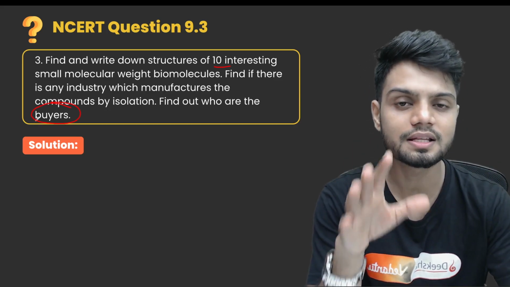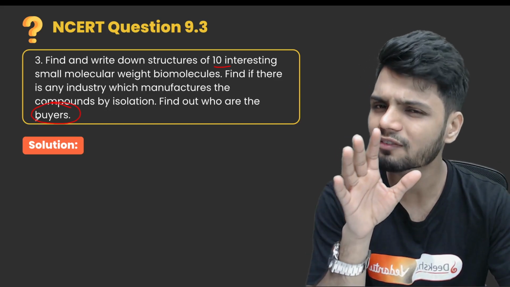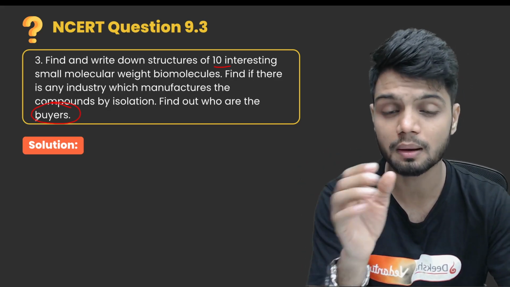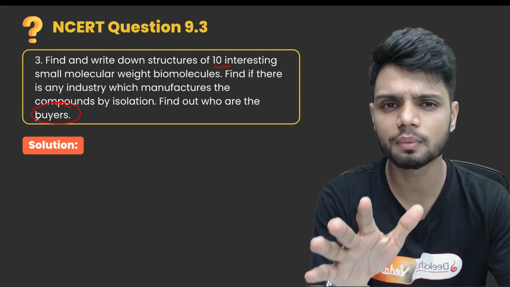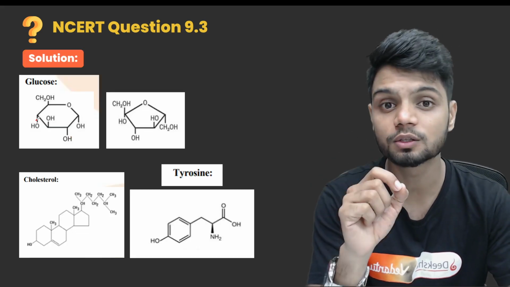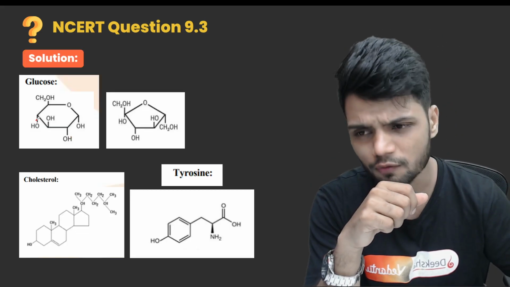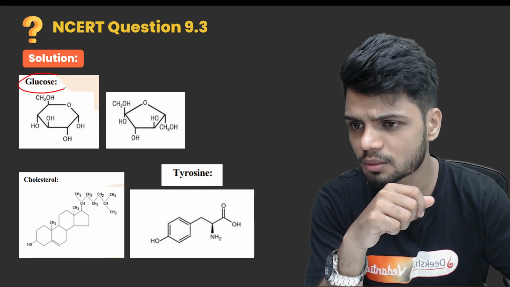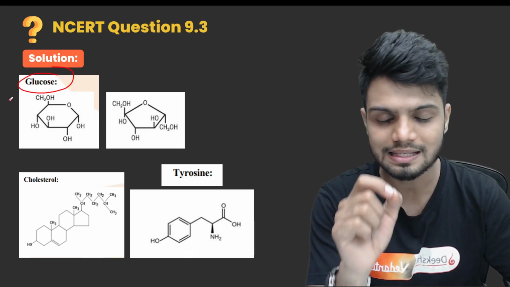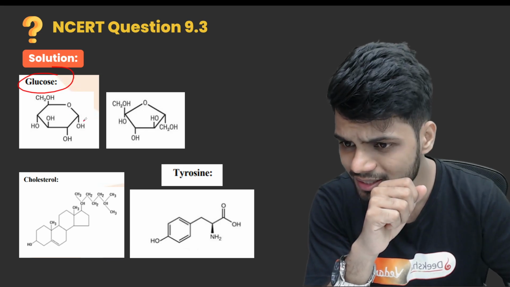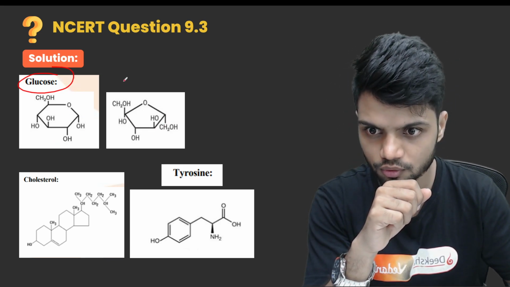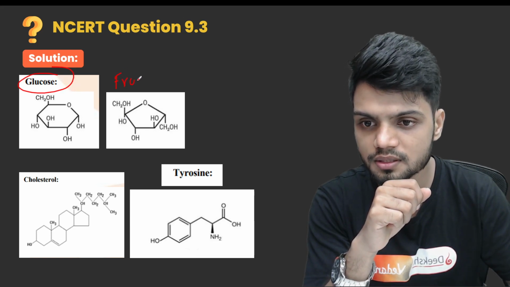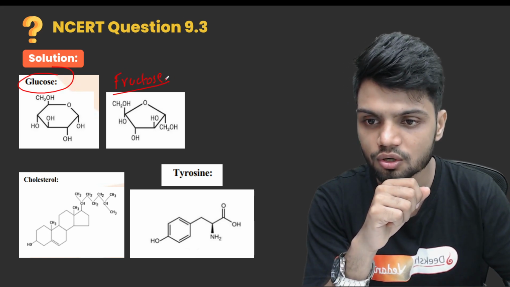Now here I have a list of all the different structures. I have a couple of structures, and you can add on your own because there are many micromolecules. So I have listed down the most common micromolecules, and let's look at them one by one. The first one is obviously the simplest one, that is glucose, C6H12O6. This is the structure of your glucose. Then we have fructose. So this is the structure of fructose.